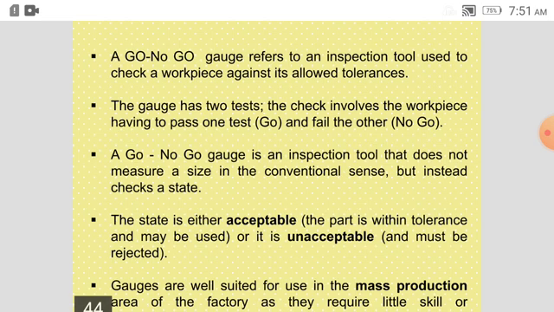How we are checking, how we are inspecting with the go and no go gauge, that we'll see in detail. So two tests are to be done for every part. Go gauge should pass, and no go gauge should fail. Then we can say that the part or component produced is within the tolerance limit.